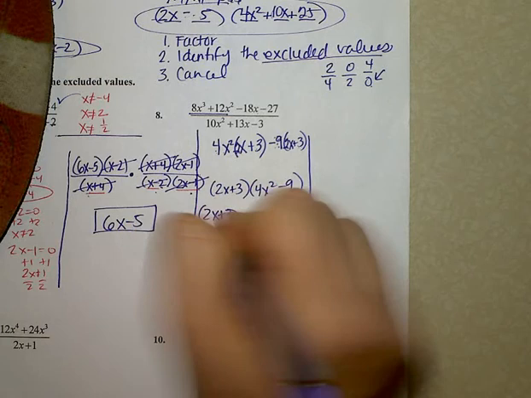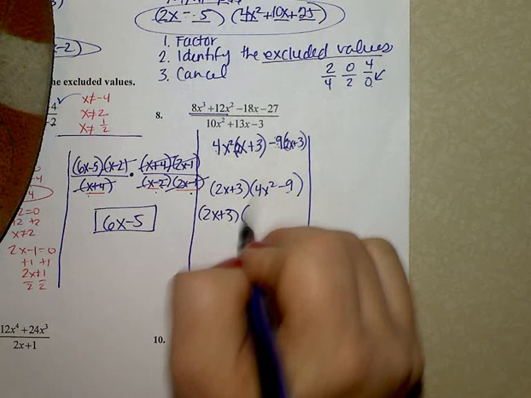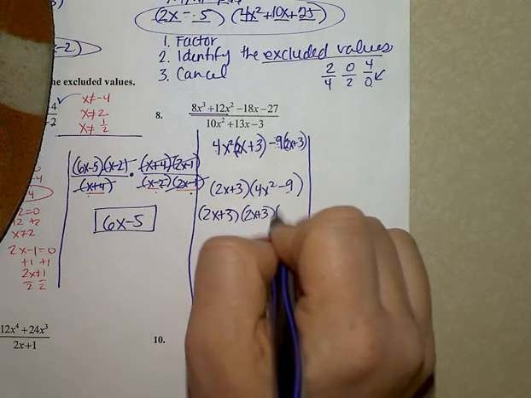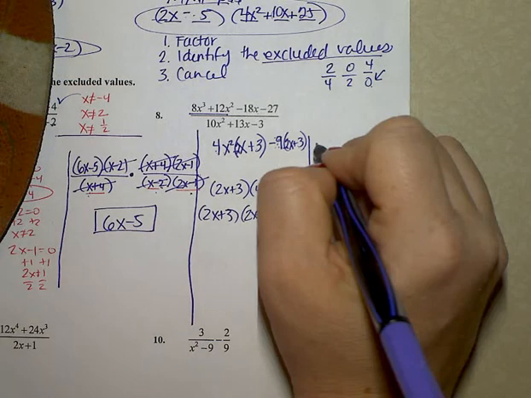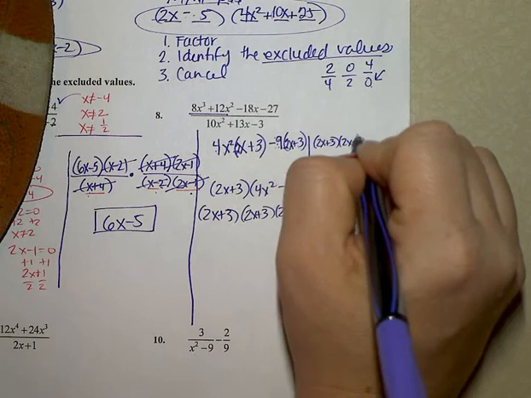Now this breaks apart because they're both perfect squares, subtraction, and we have an x squared, and a 2x plus 3 and 2x minus 3. That's the numerator. So I'm going to write that really small. It's 2x plus 3, 2x minus 3, and 2x plus 3.